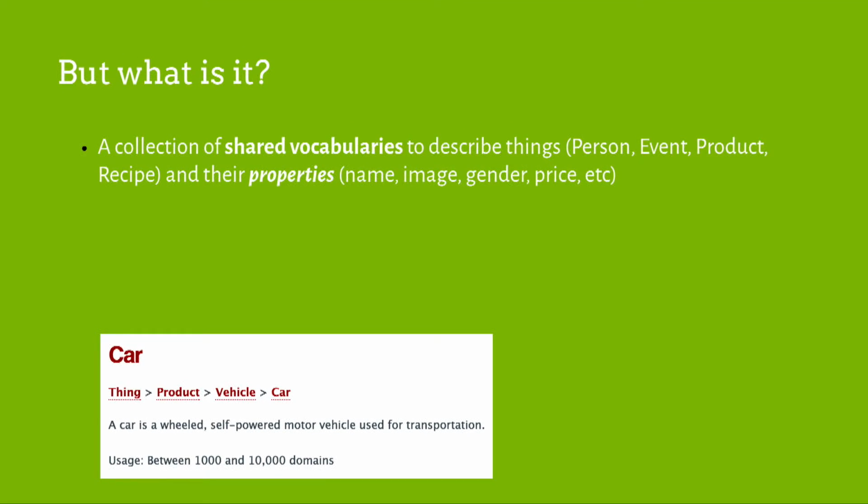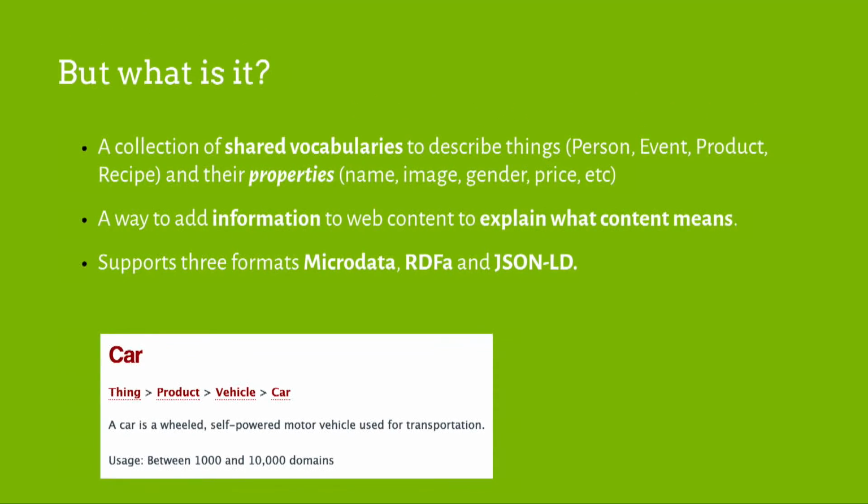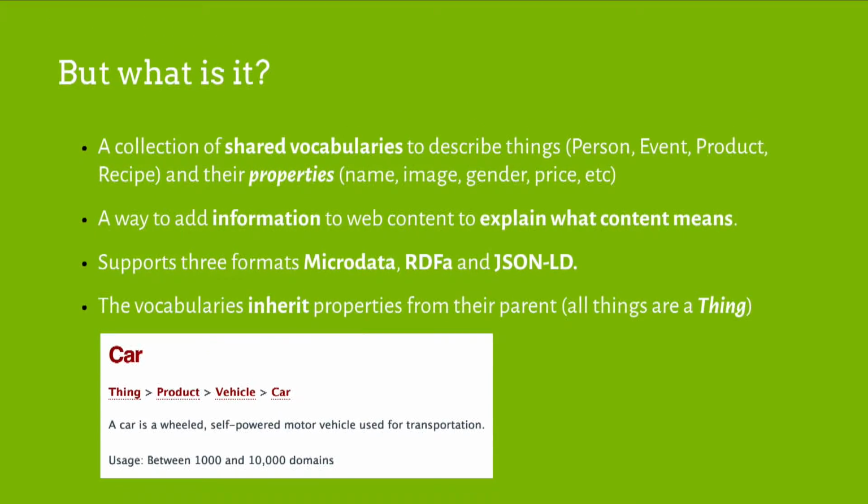I have a lot of examples which will make sense once you see them. There are 3 formats that you can use to implement it, and I'll come back to that later. So there's microdata, RDFa, and JSON-LD. And it is a system of inheritance. You can see on the website that every object that you try to describe starts as a thing.